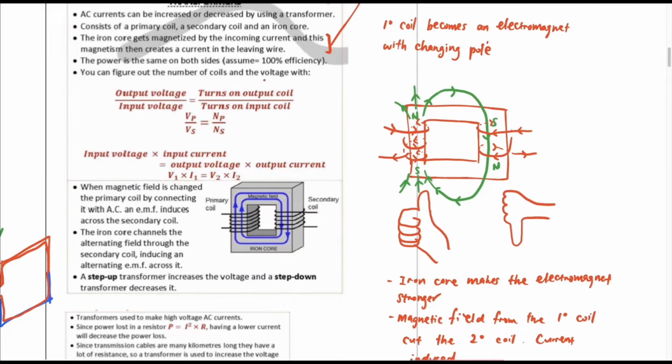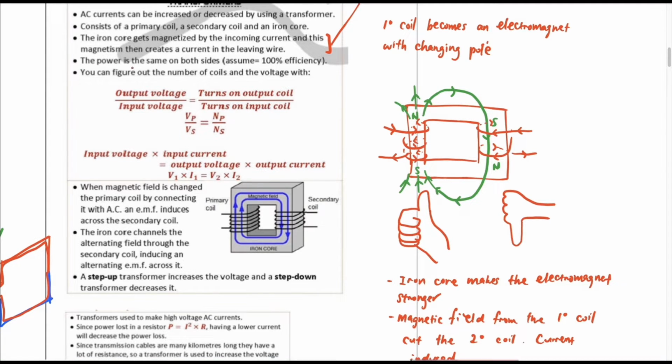The transformer is basically like a temporary magnet. Yes, temporary magnet. So when there is current, there is electromagnetism. When there is no current, it is not magnetized. Yes, correct. Okay, sir. So that means we have done the third point already. Now let's see the next point.